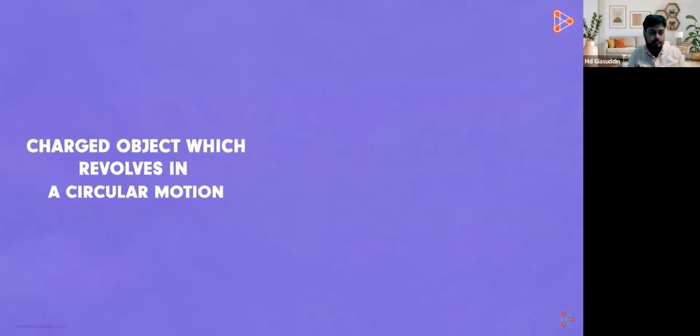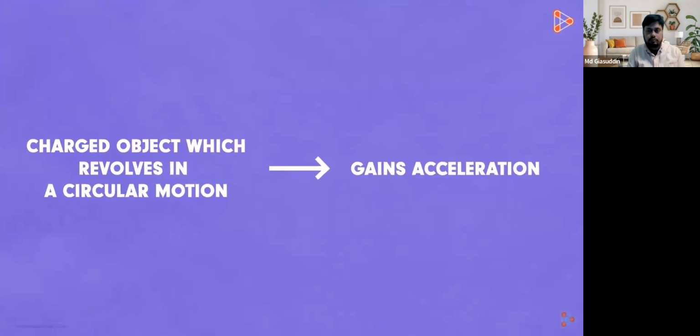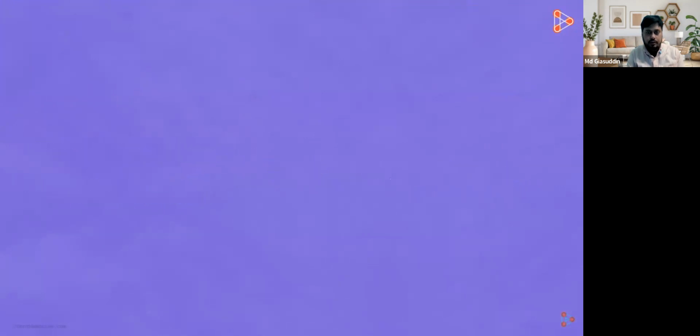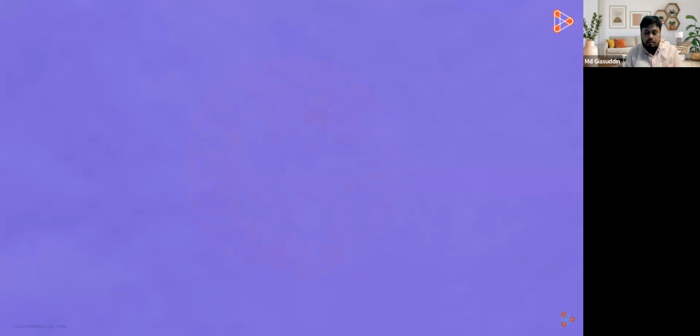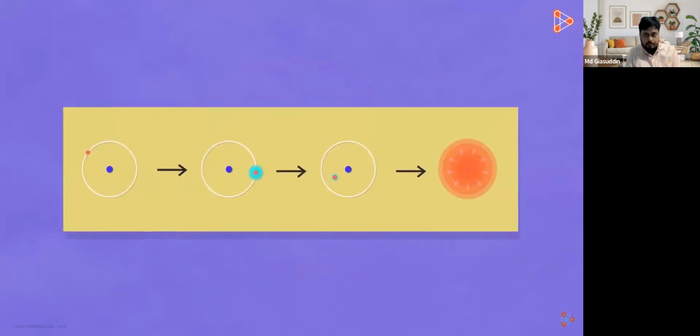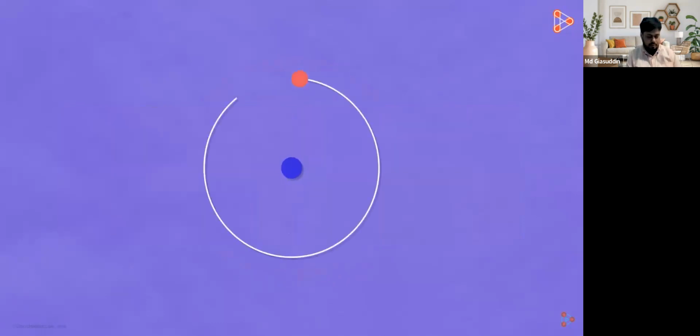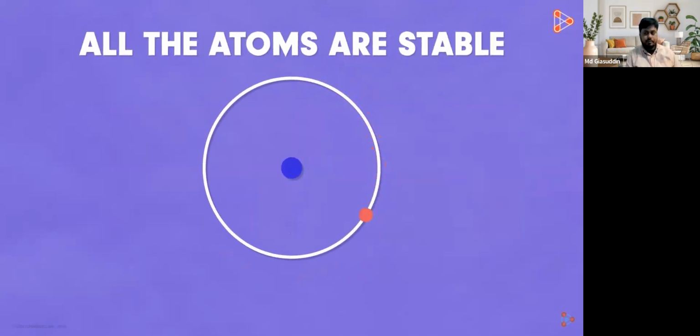We know that any charged object which revolves in a circular motion gains acceleration gradually. Similarly, if the electron is moving fast in a circular path, then it will also gain acceleration. And on gaining acceleration, it's bound to liberate energy in some form. Now, if it continuously keeps radiating energy, then ultimately all the energy of the electron will get over and it will fall into the nucleus. This would result in high instability of the atom. But wait a second, all these things do not happen in an atom. And how do we know this? Because in nature, all the atoms are stable.